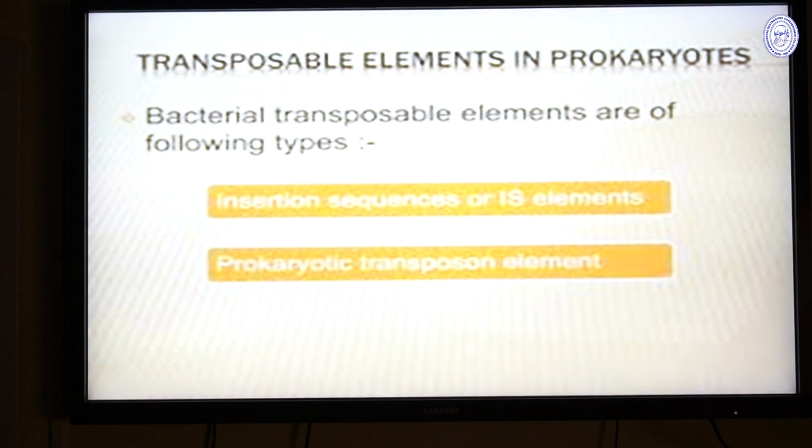Now coming to the transposable elements that are found in prokaryotes, or the class 2 transposable elements. They can be categorized into two types. The basic kind is the IS element, or insertion sequences, and the other kind is the prokaryotic transposons, with a little bit of variation from the insertion sequences.